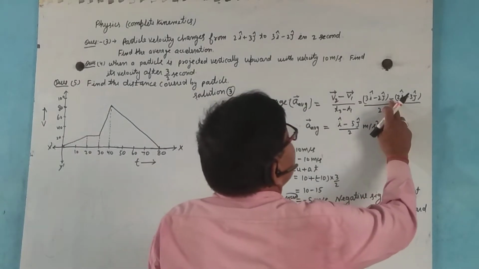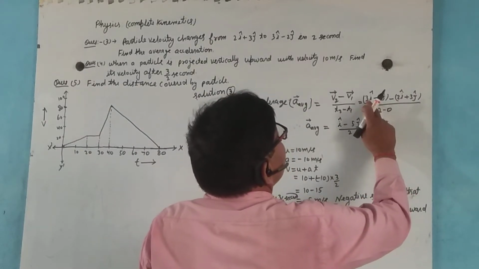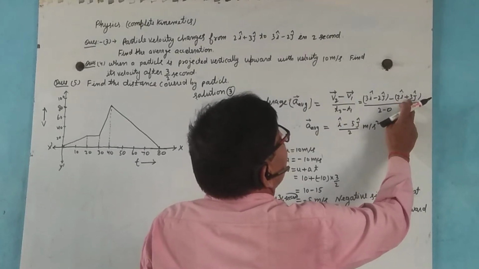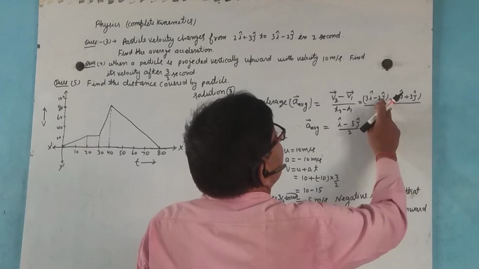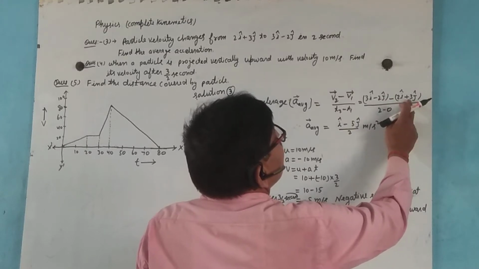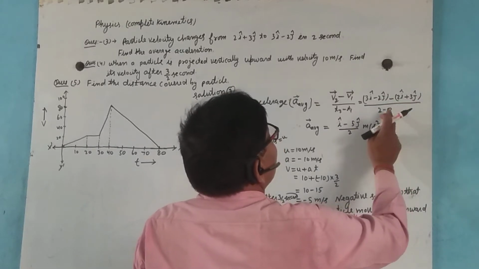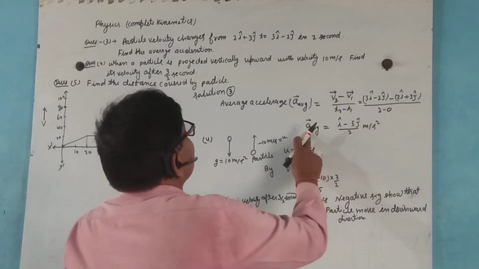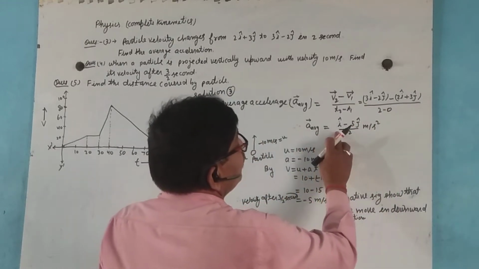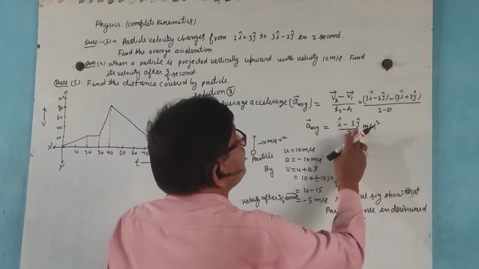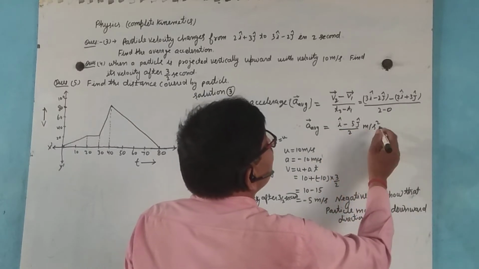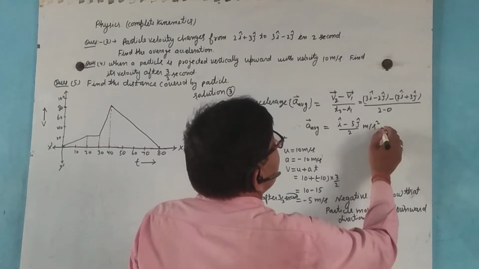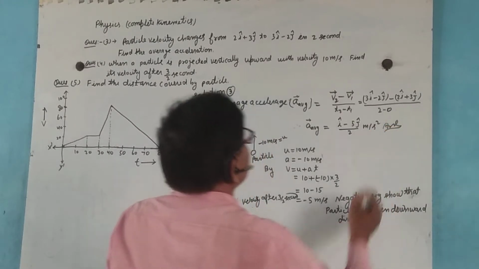So here 3i minus 2i is i, and minus 2j minus 3j is minus 5j, so the average acceleration equals (i minus 5j) divided by 2 meter per second square. This is our answer.